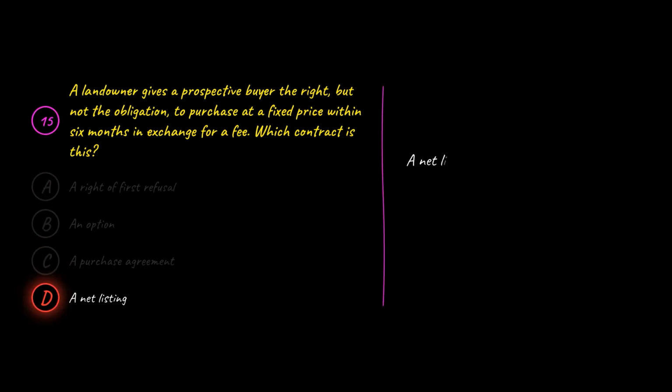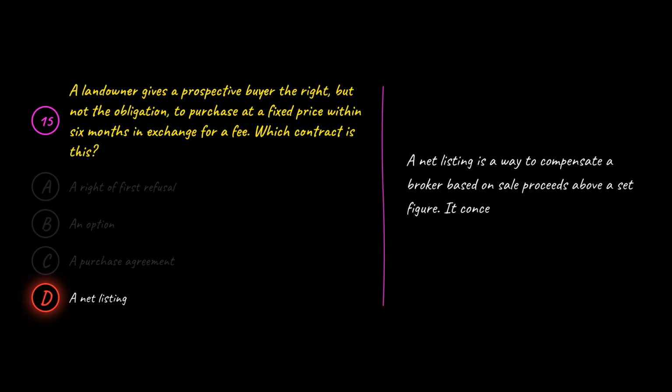D is wrong because a net listing is a way to compensate a broker based on sale proceeds above a set figure. It concerns brokerage pay, not a buyer's right to purchase at a fixed price.